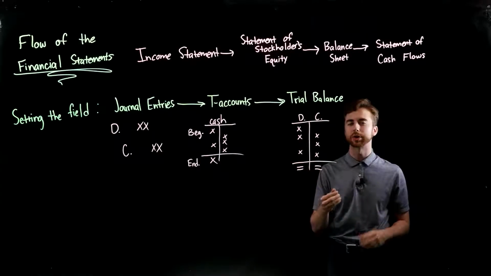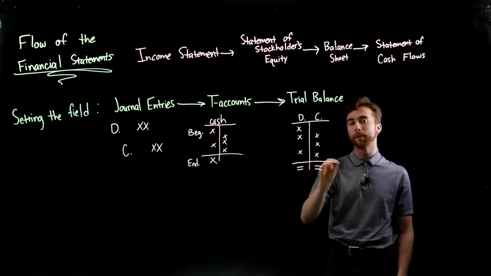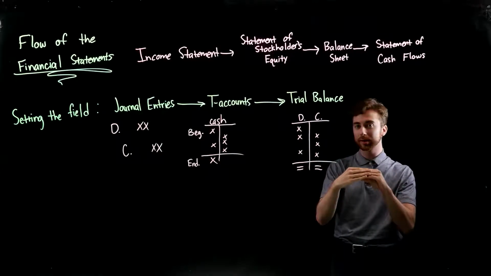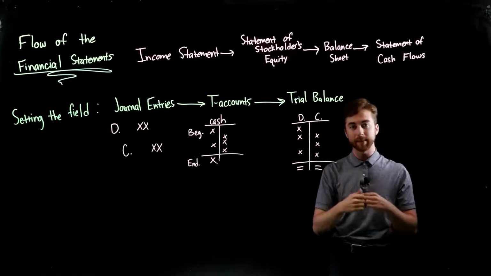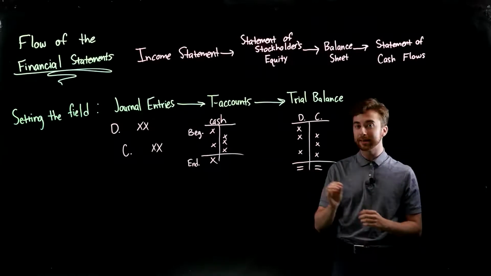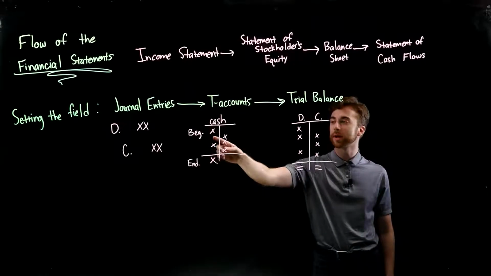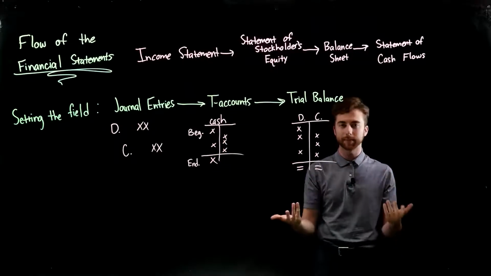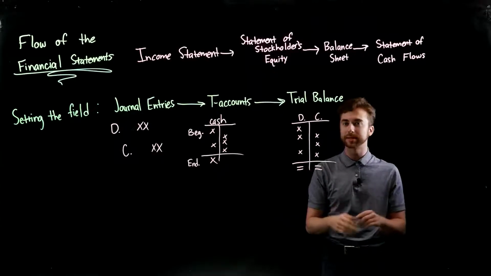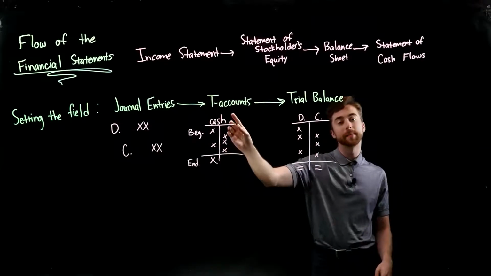T accounts are extremely helpful in accounting because they show you on an account by account basis what you began with in that account, all of the changes that made it go up and down, and eventually what your ending balance is in that account. For example, we have our cash account right here, where it starts off with some number as the beginning balance. So we're assuming this isn't our first year of business. We're rolling over whatever our cash account was from last year, and we begin with some debited amount.